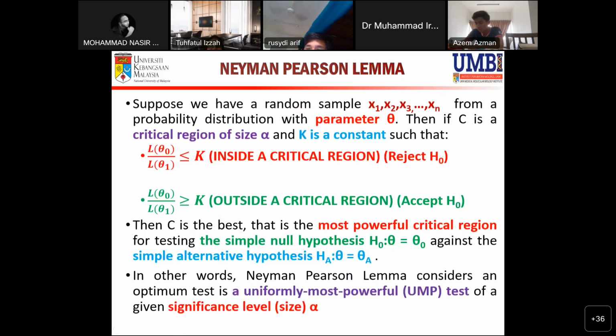So for the Neyman-Pearson Lemma, here is the definition. Suppose that we have a random sample, x1, x2, x3 until xn, from a probability distribution with parameter theta, and the probability distribution can be either your probability mass function or your probability density function, given by a parameter theta. And this theta is not necessarily a scalar, it can be in vector form. I mean, it can be like 2 or 3 parameters.